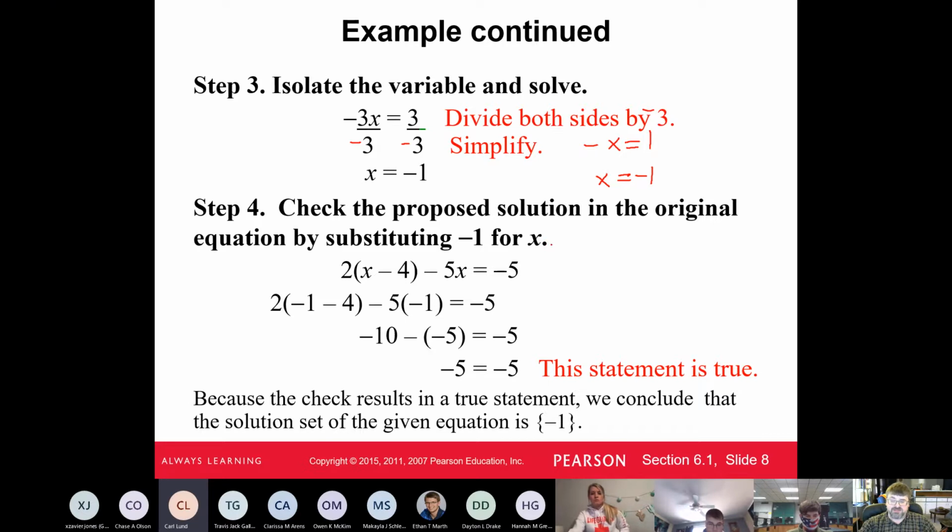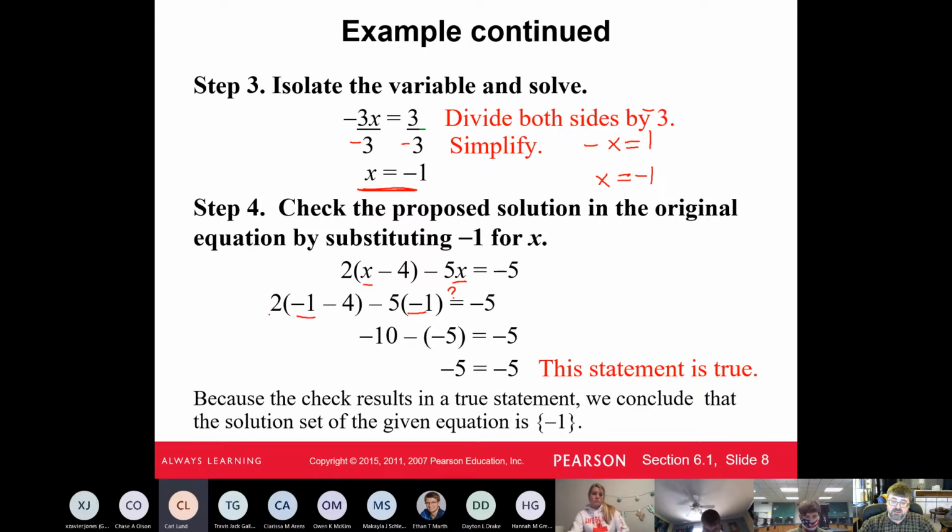You may take your own points off sometimes, because sometimes we will make a mistake and we will think x is negative 1, but it's really something else. We always check by substituting whatever we saw x would equal, or y, or whatever the variable is. We always substitute that back into the original equation. So 2 times negative 1 minus 4 minus 5 times negative 1, does that equal negative 5?